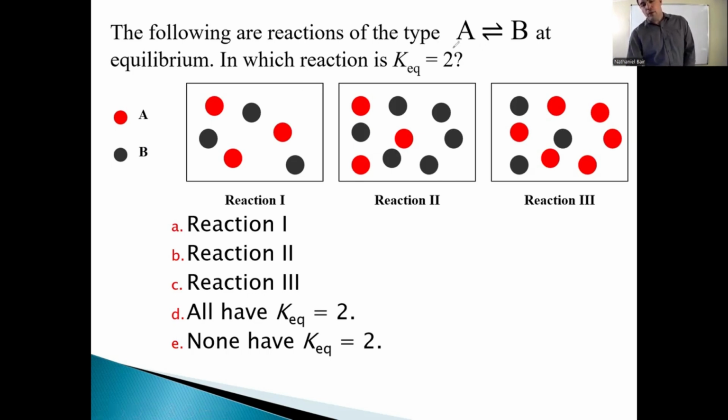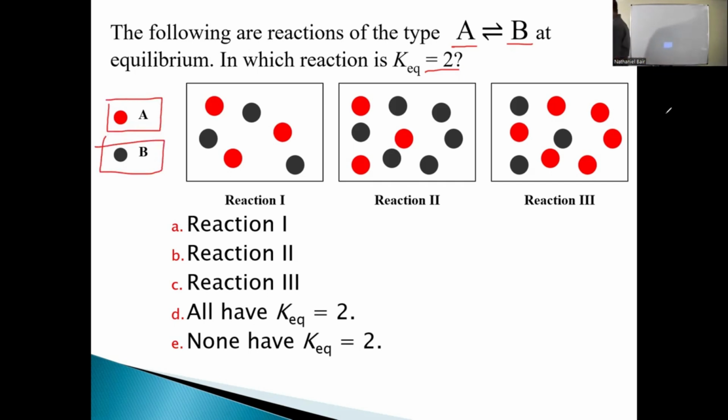Anyway, we got a rearrangement here. A is rearranging into B, and this reaction has an equilibrium constant of 2. The question is, which of these boxes, box 1, box 2, or box 3, would represent this reaction at equilibrium, if the equilibrium constant is 2, where A is red circles and B is black circles? Take a second, look at it, and we'll talk about it. See if you can figure that one out.